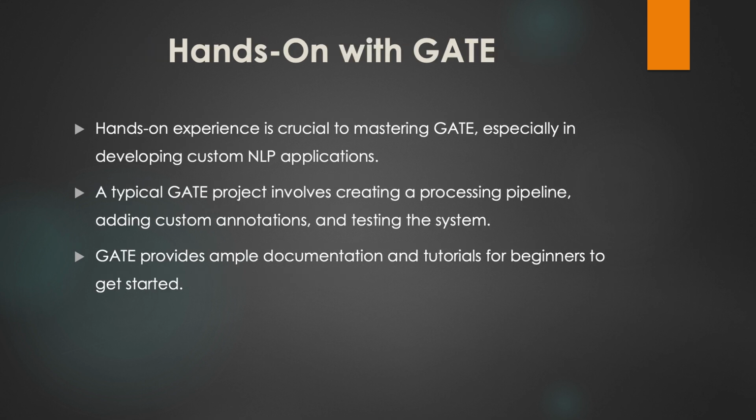So, to truly understand how GATE works, there is no better way than diving in and working with it directly. In a typical GATE project, you will begin by setting up your processing pipeline, which is essentially a sequence of steps through which your data will flow. This is where you will integrate different NLP components such as tokenization, named entity recognition, and part of speech tagging. You can also add custom annotations to mark specific pieces of information within your data.